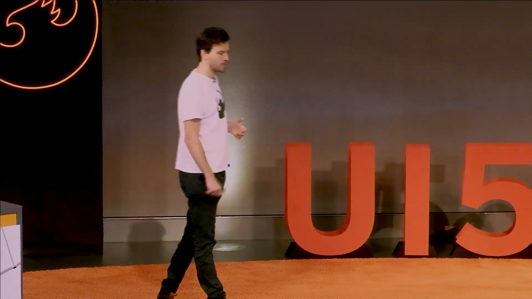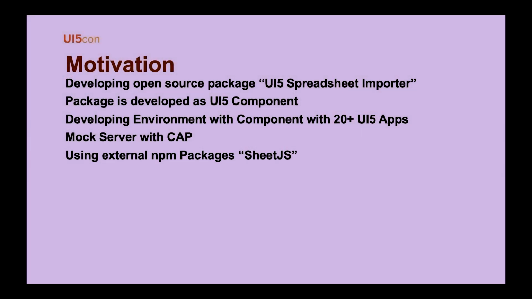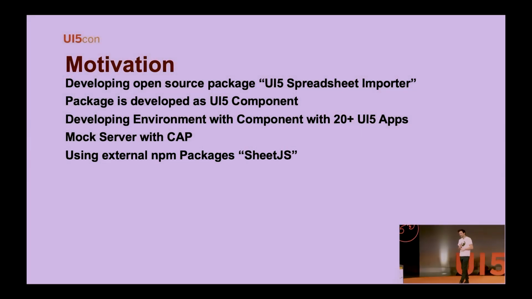So what was the big problem? I tried to test with a lot of UI5 apps. I would like to test for Freestyle, for Fiori Elements apps, for OData v2, for v4, for all the latest UI5 maintenance versions, 1.71, 1.108, whatever. So that sums up to a lot of UI5 apps. Plus, the spreadsheet importer is a component, so I need to change something there, and then it should reflect in the UI5 apps. Then I have a CAP server for all the mock data to test all the apps. And then I have an external npm package, SheetJS, where I parse the Excel data.